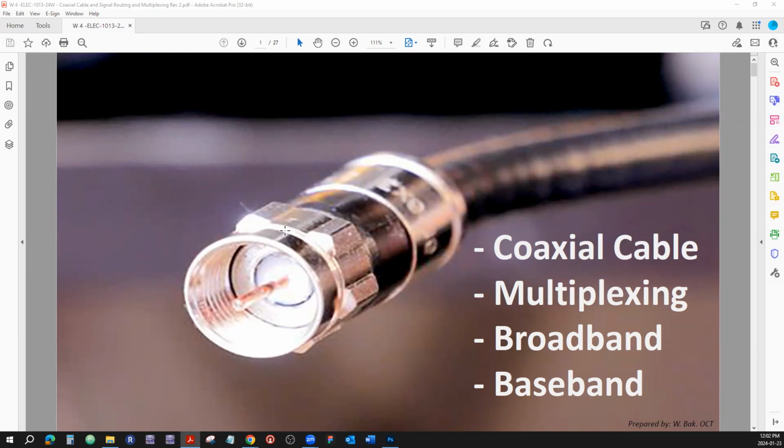Today we will be talking about the coaxial cable, and as far as this lecture, we're going to probably stop at the coaxial cable, and the next class we're going to continue with multiplexing and broadband and baseband. But we need to make sure that we're on the same page when it comes to understanding the electricity that goes with the whole thing.